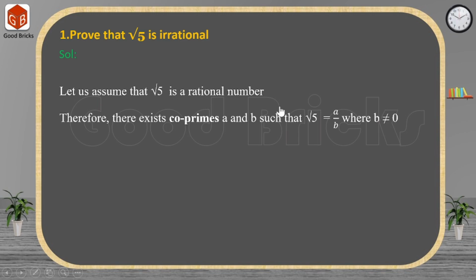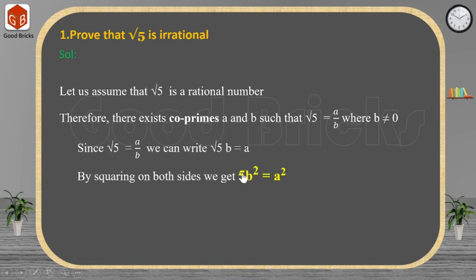If it is a rational number, we can write root 5 is equal to a by b, where a and b are co-primes. It means a and b should have only one common factor. What is that? 1. Other than 1, no other number should divide both a and b. So if root 5 is equal to a by b, and if you transpose this b towards the left, you can write b root 5 is equal to a. And when you do squaring on both sides, you get 5b square is equal to a square. Let us assume this as equation 1.